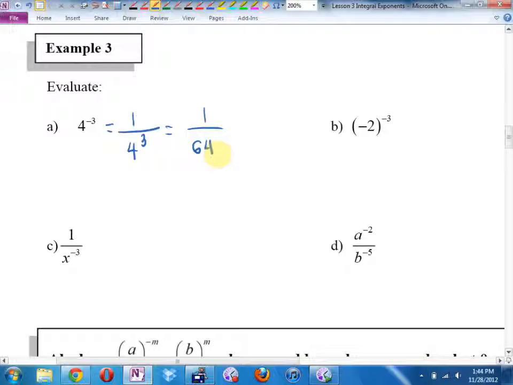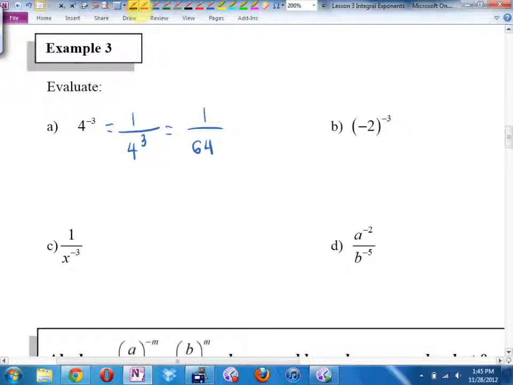B. Negative 2 all to the negative 3. Is there a power to a power? Well, you could argue there's an invisible 1 there. I'm not going to freak out about that. I'm going to say, you know what? This is a negative 2, all of it, to the negative 3. I don't think there's really a power to a power. Is there a negative exponent?